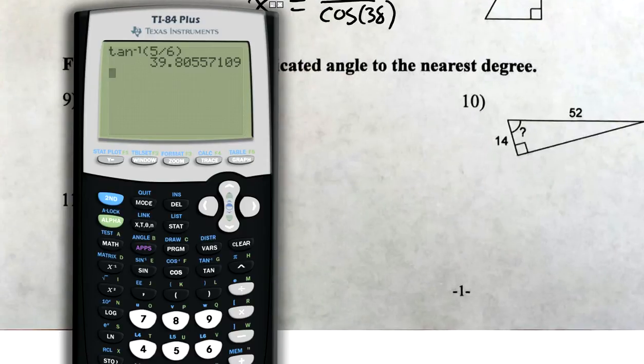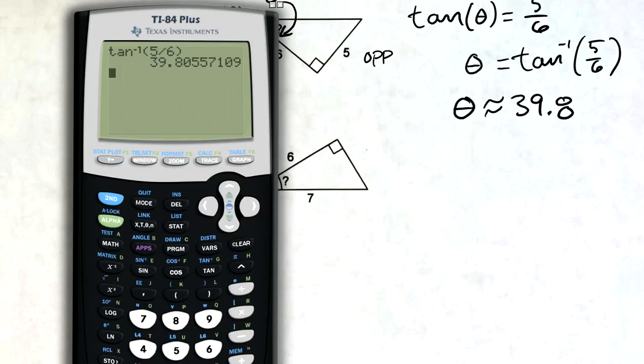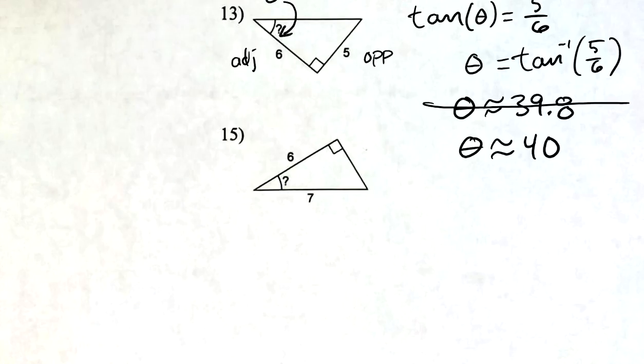Up above, it says round to the nearest degree. So if I'm rounding to the nearest degree, my answer should be about 40. This would be incorrect because we're supposed to round to the nearest whole number of degrees. So most of these are going to look just like that.